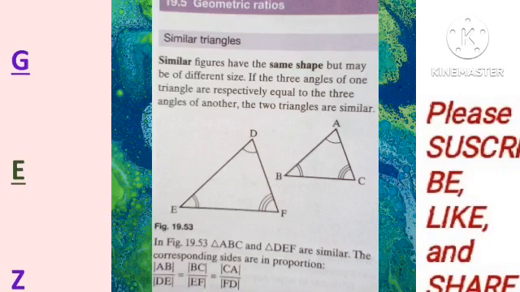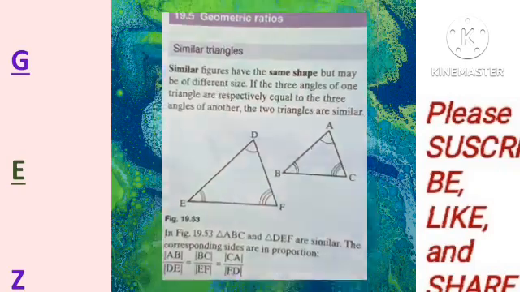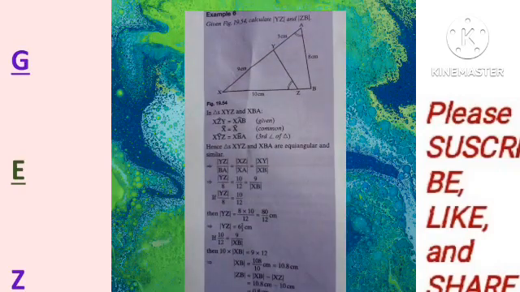Then next, in similar triangles, what is important is the similarity ratio. In the corresponding sides, in proportion, AB over DE must be equal to BC over EF and must be equal to CA over FD. Now let's take an example. We are given this triangle and asked to calculate the length YZ and length ZB. In the triangles XYZ and XBA, you can see that angle XZY will be equal to angle XAB.